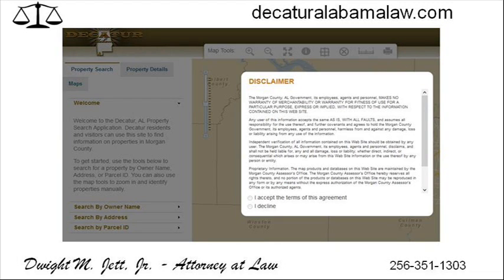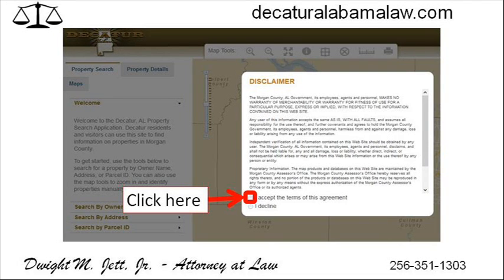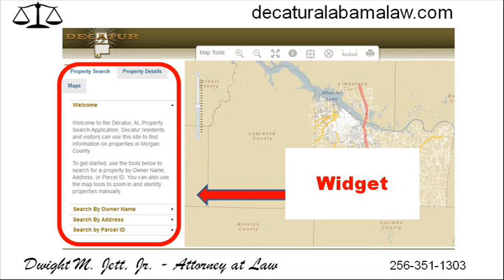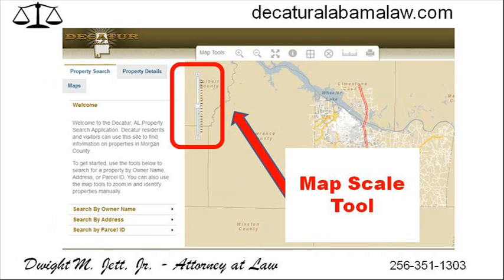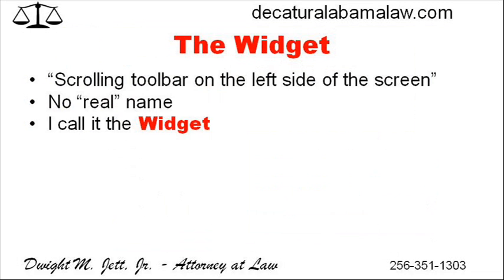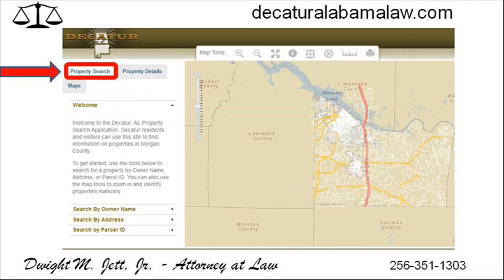The disclaimer appears. Read the disclaimer. If you accept the terms of this agreement, click the button. When you click the disclaimer, it carries you to this page. This page has 3 separate portions: the widget area, the map scale tool, and the map tools. The top part of the widget has 3 tabs: property search, property details, and maps.